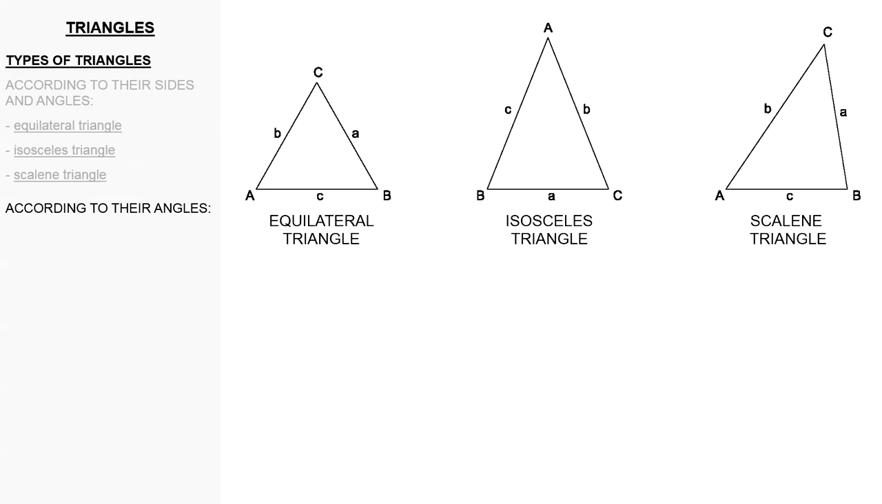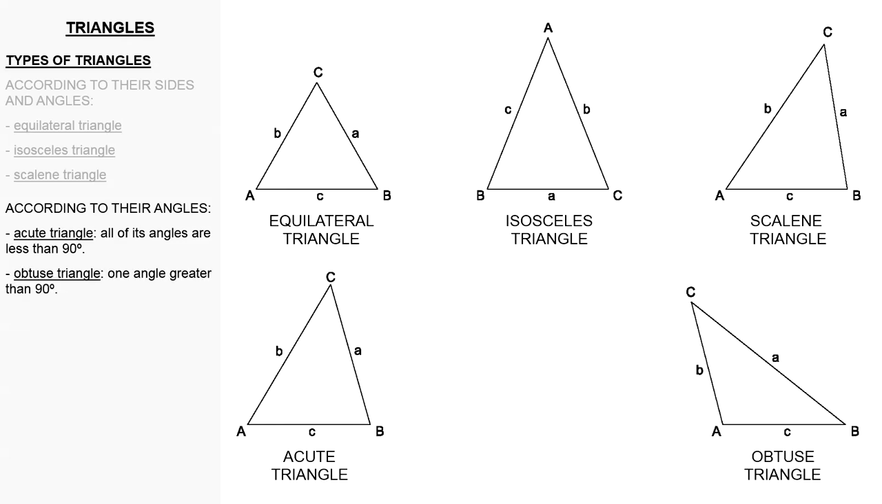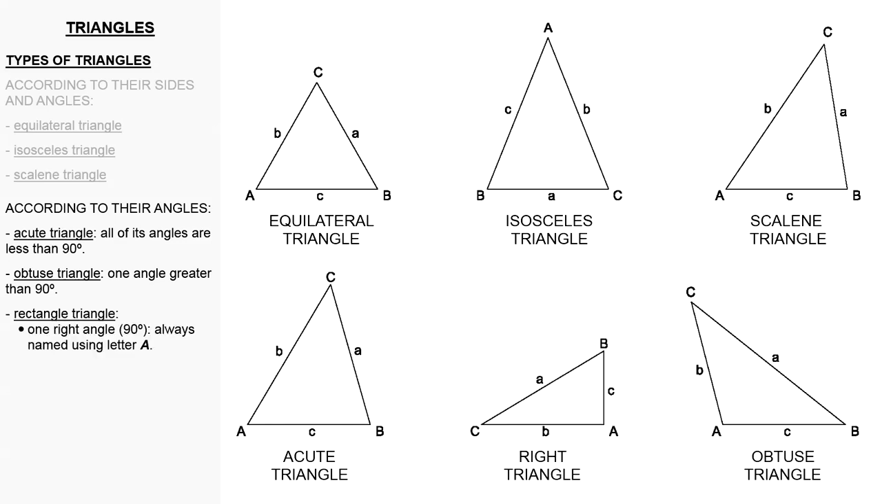If we classify triangles according to the amplitude of their angles, there are 3 types of triangles. The acute triangle is the one where every interior angle is less than 90 degrees. The obtuse triangle is the one that has one angle larger than 90 degrees. And the right triangle is the one that has one right angle, that is, a 90-degree angle.